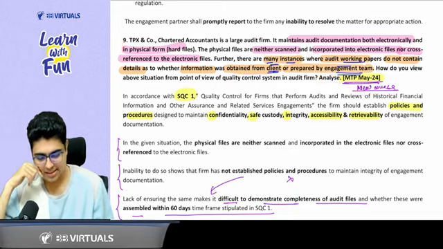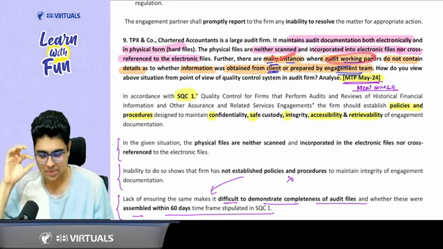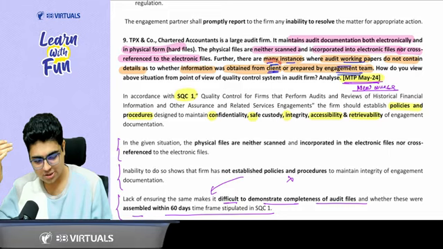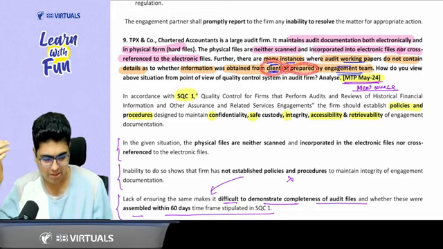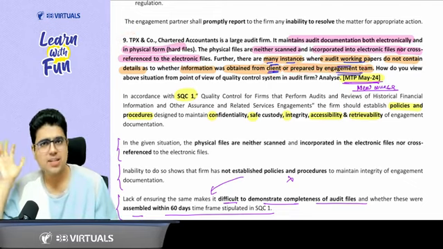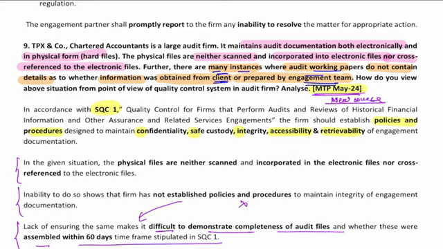The second part of the question says there are many instances where the work papers do not give the details. Which details are not given? Whether the information is of the client or it has been prepared by the engagement team. Let's understand the first part. In the first part, the same things that I discussed with you, you need to write. Please understand.